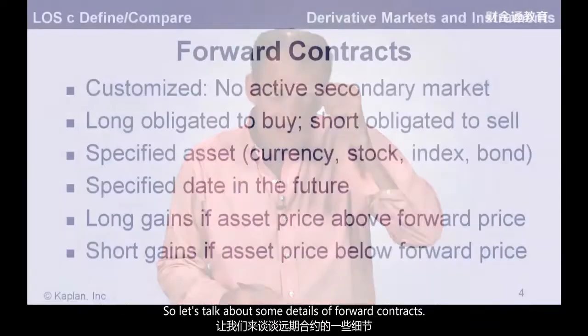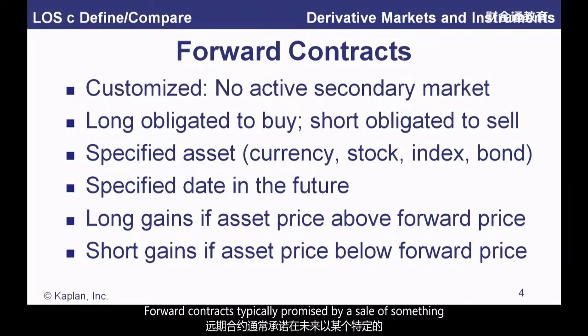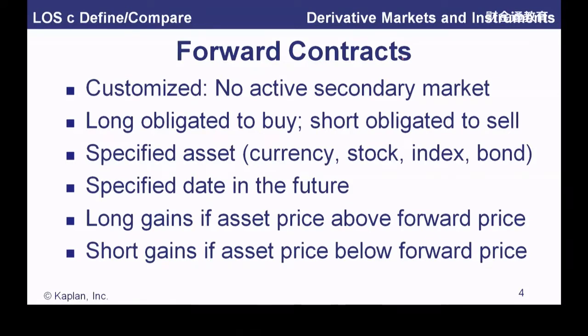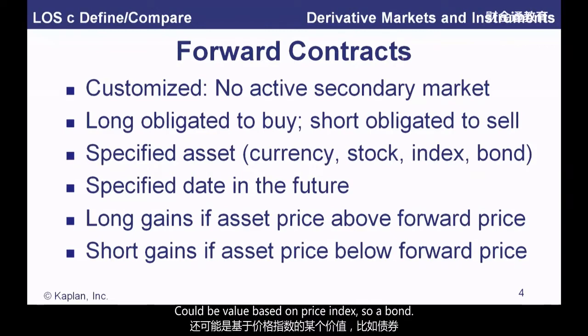So let's talk about some of the details of forward contracts. With forward contracts, you typically promise to buy or sell something in the future at a specific price, and you're obligated to do it. Okay? If the price goes up and you're a buyer, you win. If the price goes down and you promised to sell at a given price, you win, and you can lose on the other side. So the specified underlying asset could be a currency, like 100,000 euros, could be a stock, 100 shares of stock, or it could be a value based on a price index or a bond.